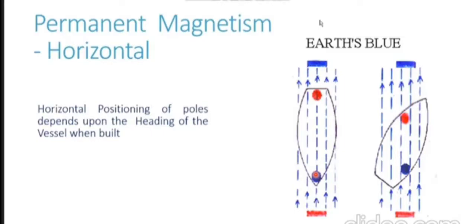Very good, beta. So this was the horizontal positioning of the poles. Let me now show you the vertical positioning also. Go ahead, beta. Sir, so there will be so many points where there will be blue polarity, not only just one point, sir.